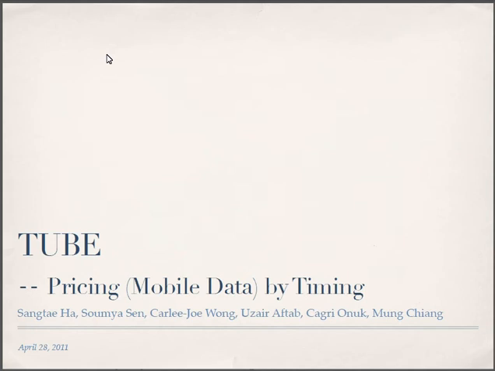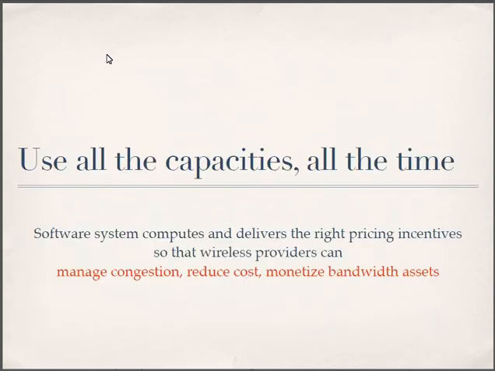But why are we interested in pricing by timing? Because we want to use all the capacity in expensive wireless spectrum and use them all the time. TUBE is a software system that computes and delivers the right pricing incentive to make that happen. Then wireless providers can manage congestion in their network, reduce the cost, and monetize their bandwidth asset.